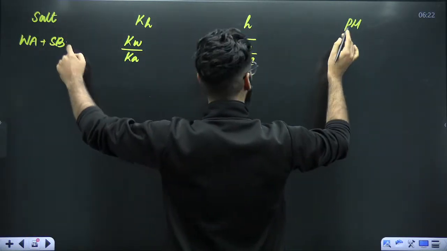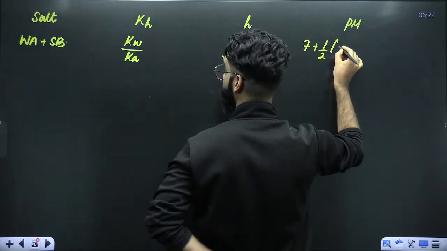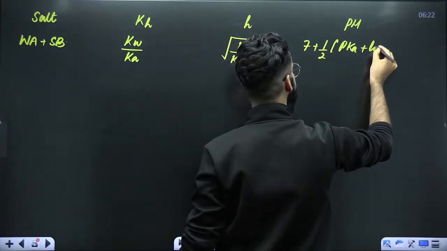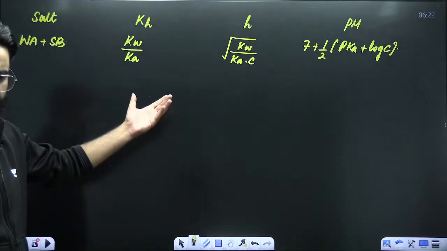It is a weak acid and strong base. Base is dominating, so 7 plus half of... which one is weak? Acid is weak. So it is pKa plus log of C, where C is the concentration of the salt, right? This is your first salt.